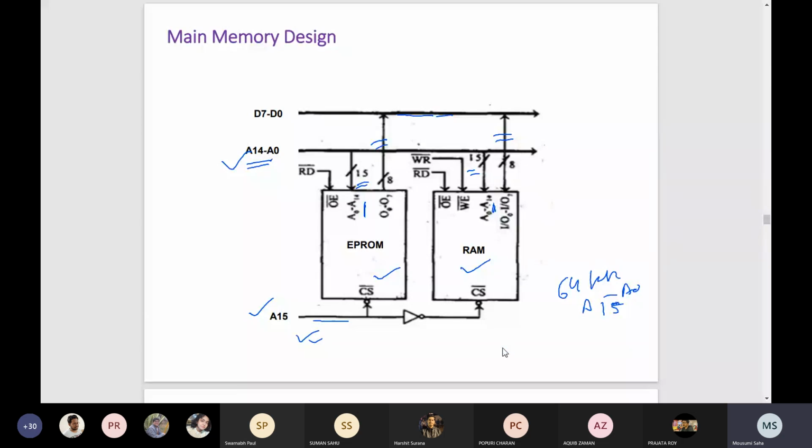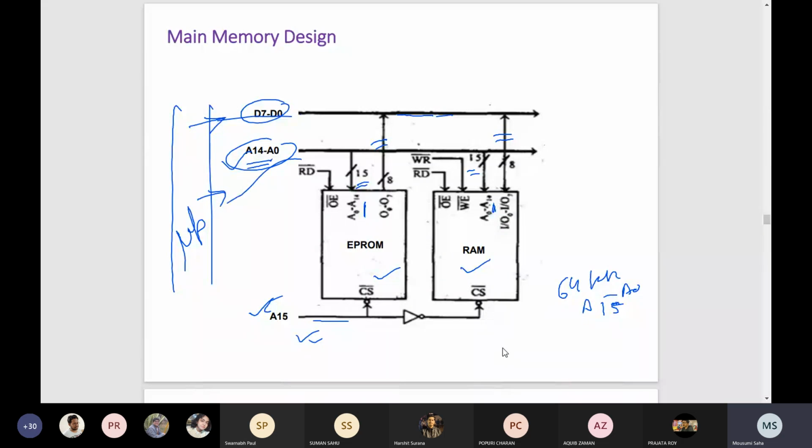And maybe you can ask one question: ma'am, from where will we have this? Actually here we have the processor. The processor has address lines, so the address lines are connected here. A few lines are connected to the memory, and a few lines are connected to control the memory, or for selecting the memory chip. So in this way we can design the circuit.